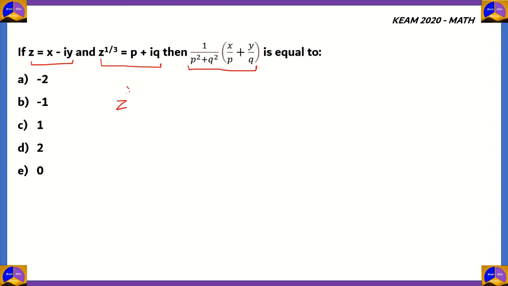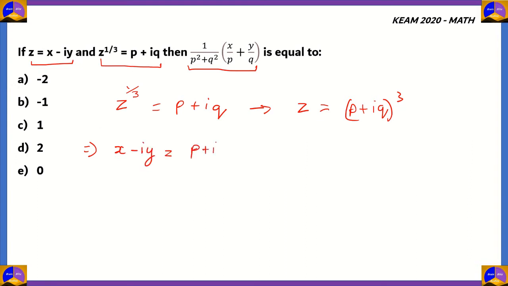We will use z raised to 1 by 3 as p plus iq. So the cube root of z is p plus iq. Therefore, if you want to find out the value of z, all you have to do is cube both sides. So z will now be equal to p plus iq, the whole cube. But we also know that z equals x minus iy, so therefore x minus iy equals p plus iq, the whole cube.